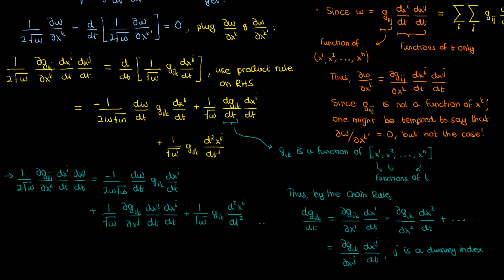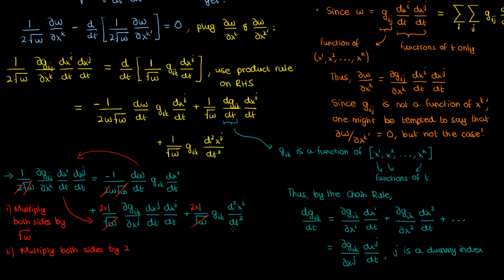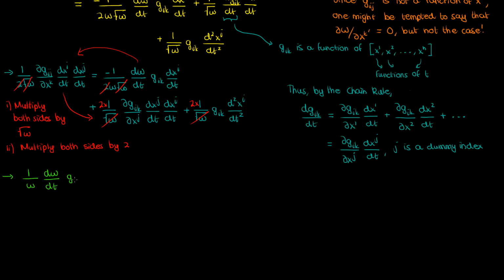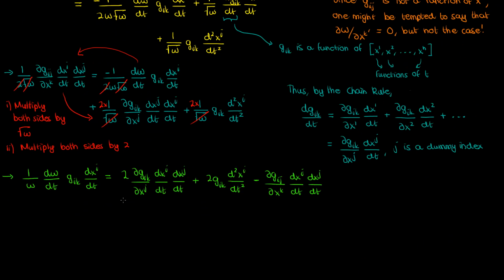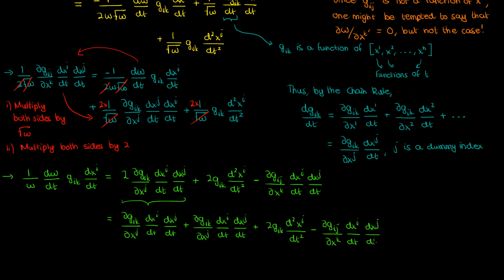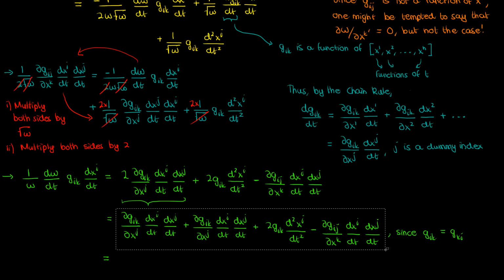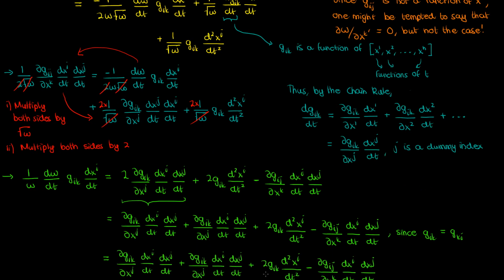Now I'm going to do three small things. I'm going to multiply both sides by the square root of w, effectively canceling that out. Then I'm going to multiply both sides by 2 and then move the w containing term to the left and everything else without the w to the right. When I do that, this is what I end up with. Now what we'll do is split up this 2 times g sub ik term on the right. Since g sub ik is the same as g sub ki by the symmetric nature of the metric tensor, I can rewrite the second term in my split as g sub ki.